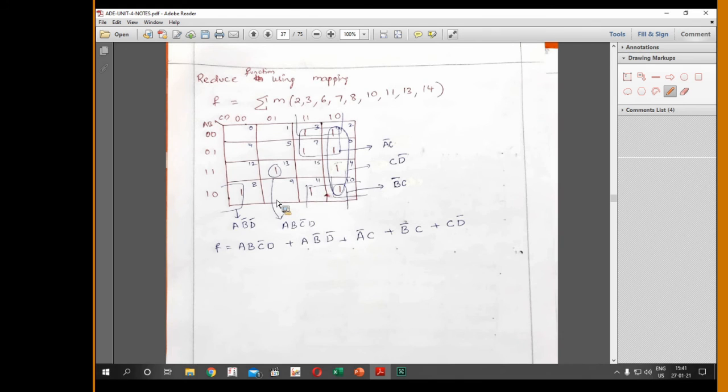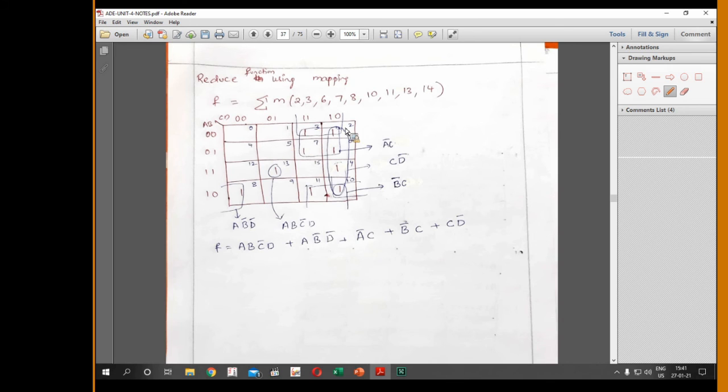If it is a mapping. If it is a minimization, then there is no need to represent those zeros which are not present in your function. In your function, the total number of min terms is 9: 1, 2, 3, 4, 5, 6, 7, 8, 9. So all the min terms are mapped.